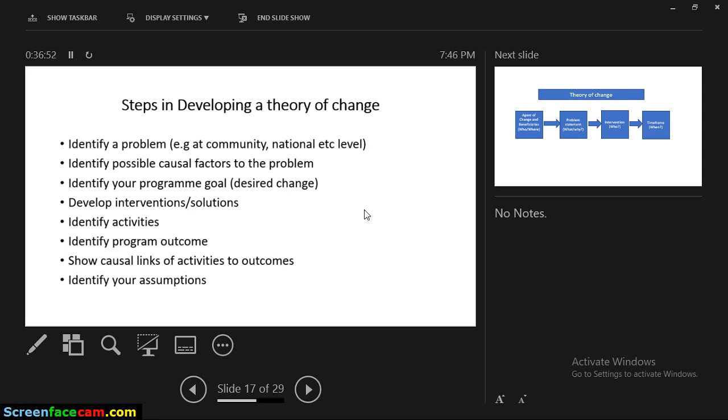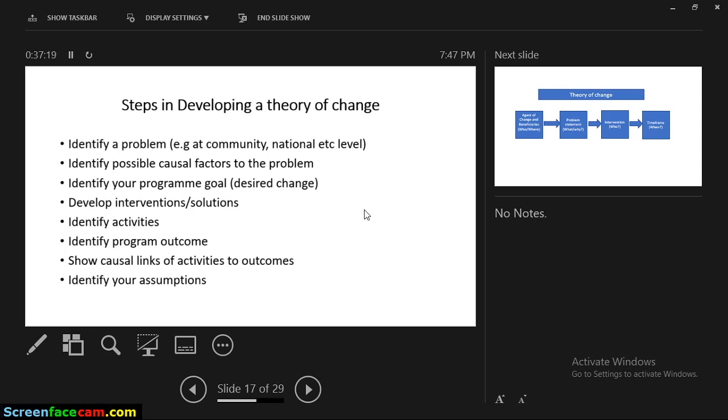Exactly. And the second point is talking about identifying possible causes of action. This is taking us to the conceptual level, right? We need to identify the possible causes of that particular problem that we've identified. Exactly. Then what's the third bullet?